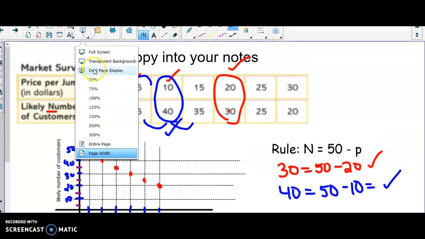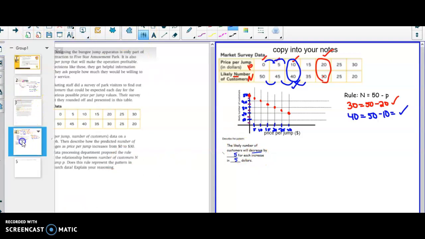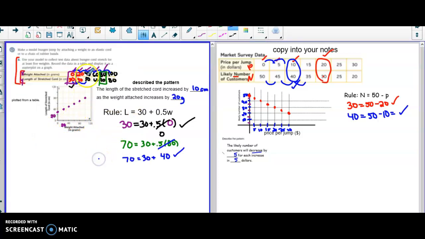So for both of these problems, we've done a few steps. For both of the problems, we've plotted the points from the table, we've described the pattern by filling in the blank, and we've checked a rule. That's the expectation for what we're learning about today.